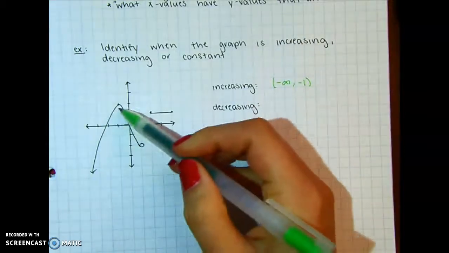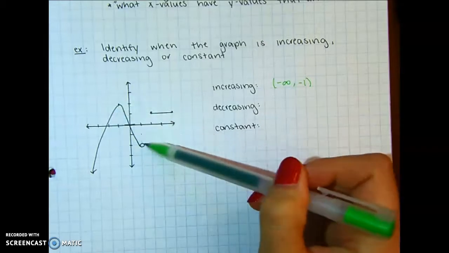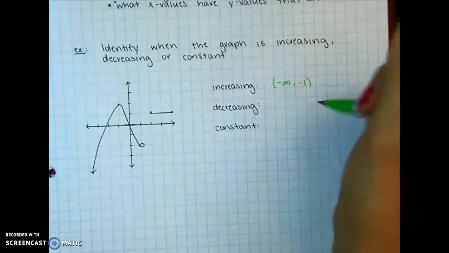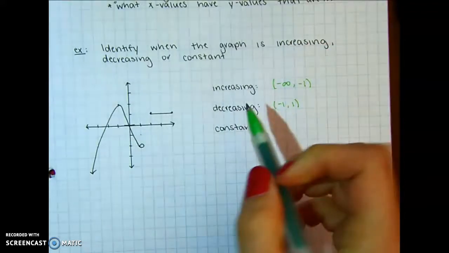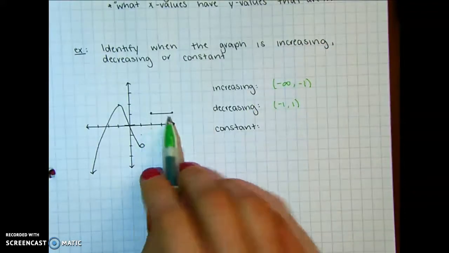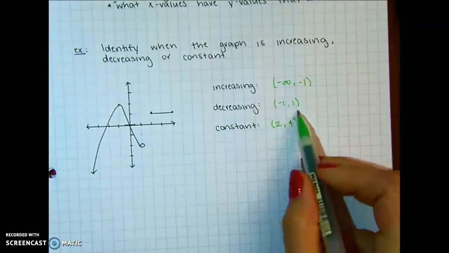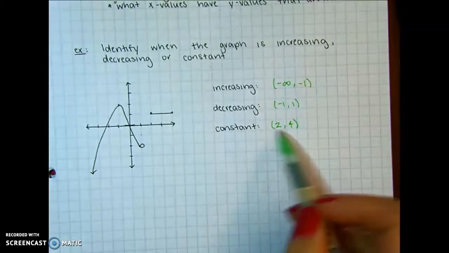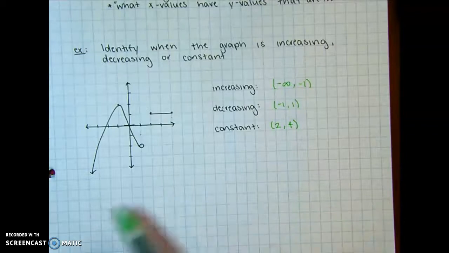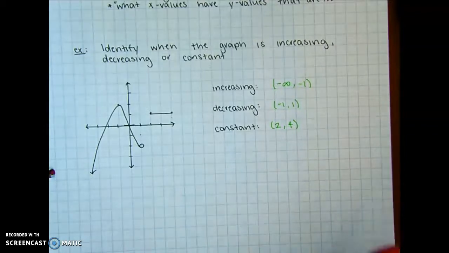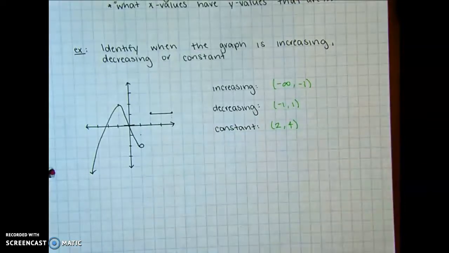And then it's no longer increasing. For decreasing, it's going to be -1 to 1. And it's constant from 2 to 4. Why do we use soft brackets? Because a point by itself can't be increasing, decreasing, or constant. It's just there. It just exists. So that's why we use soft brackets.